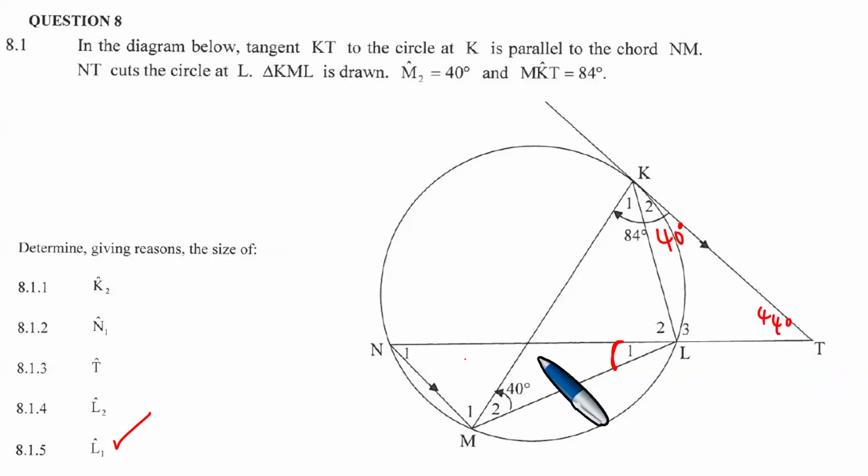This one is 40 degrees. T is 44 degrees. So it helps to just put in the angles that you know. Okay, this one you know very well is 84 degrees.